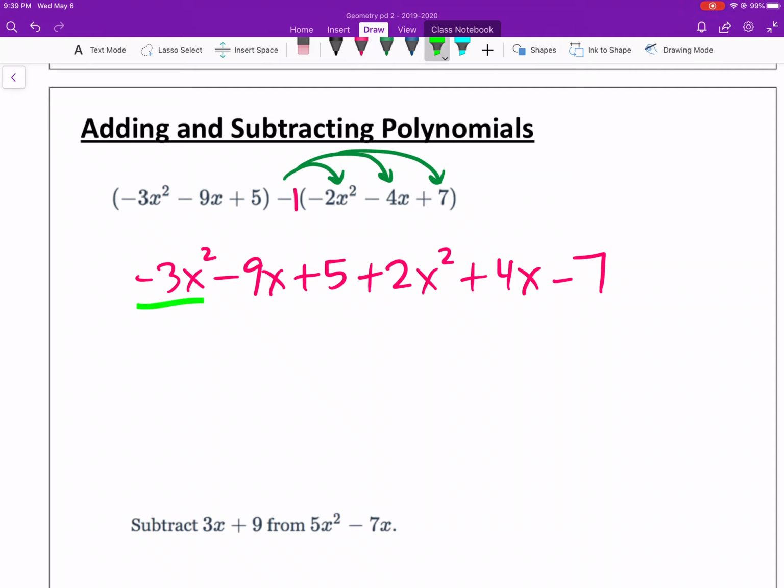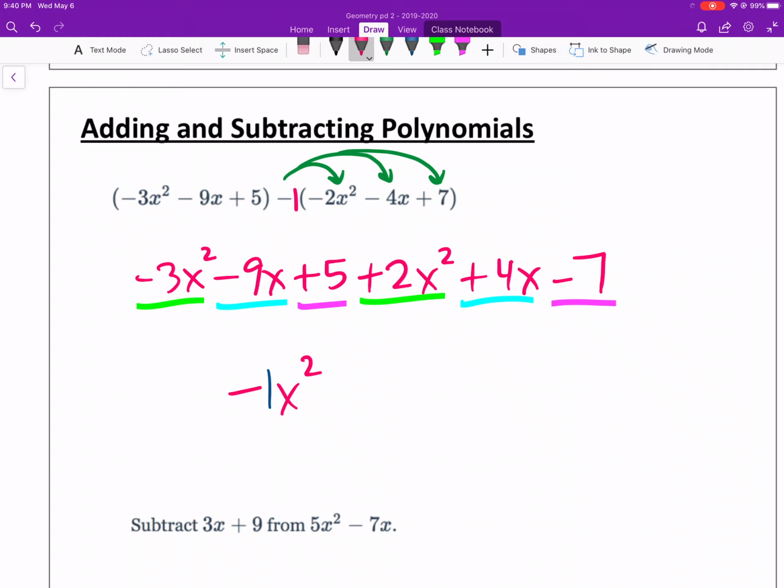Like terms: negative 3x squared and positive 2x squared; negative 9x and positive 4x; positive 5 and negative 7. Combine your like terms. Negative 3x squared plus 2x squared would just be negative x squared. What that really is, guys, is negative 1, because negative 3 plus 2 is negative 1. You'll see it written as negative x squared. They won't put the 1 there, but you can. So negative x squared.